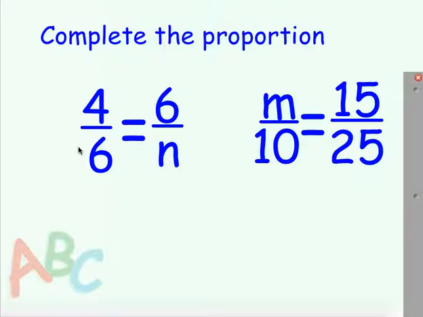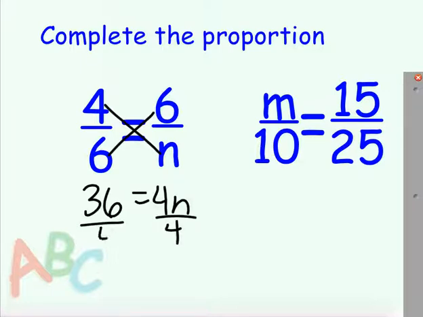One, we can look and say, I want to simplify the fraction to 2/3, and I want to have an equivalent fraction on the other side, meaning 2 times 3 is 6, so 3 times 3 is 9. Now, we could have done it another way and said, well, let's use cross multiplication. In this case, I'll cross and get 36 equals 4n. I divide by 4 on each side to get n equals 9. So multiple ways can get us the same answer.